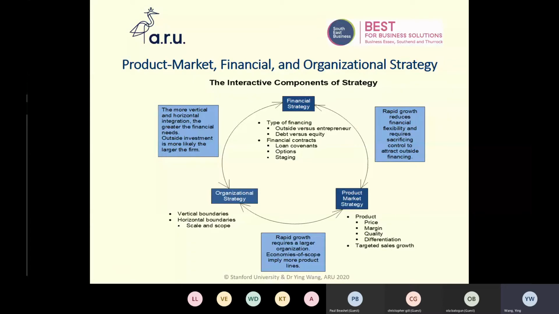It depends on where the market is, what your strategy is, that will affect the finance. In this regard, we consider what type of financing you will consider. Do you need to seek outside finance, or do you want to use more debt or maybe more equity? Or you want to consider some financial contracts like loan covenants or maybe options or staging. So you borrow and you pay back in 2 stages. For example, some of the venture capitalists prefer this stage financing. So that affects the financing of a business.